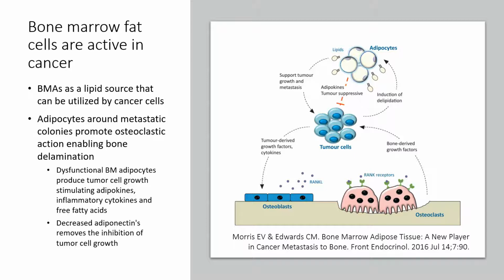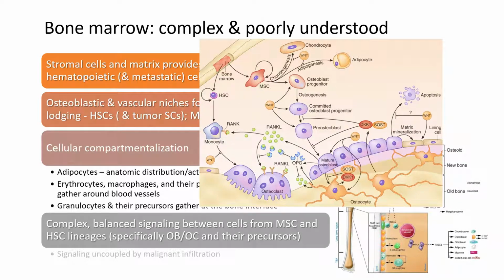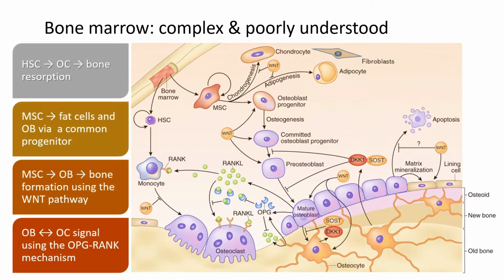Adipocytes around metastatic colonies also promote osteoclastic action, enabling bone metastases to enlarge by bone delamination. There is a complex signaling going on between the derivatives of mesenchymal stem cells and hematopoietic stem cells. Specifically, I'm referring to osteoblasts and osteoclasts, which we need to consider next. Now, this appears to be a rather complex picture, but there are 3 or 4 things that you need to take away from this diagram.